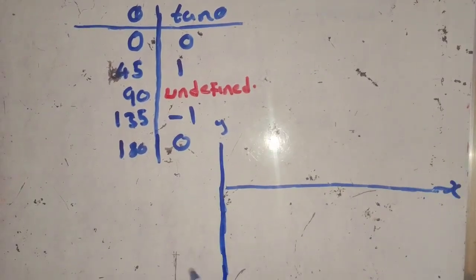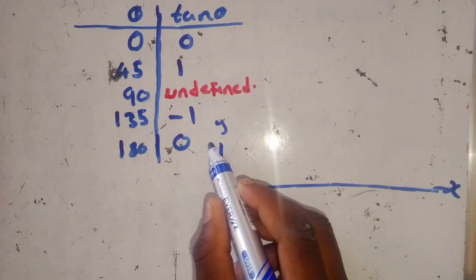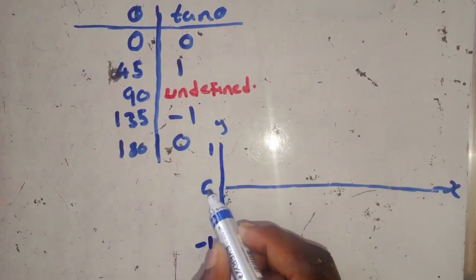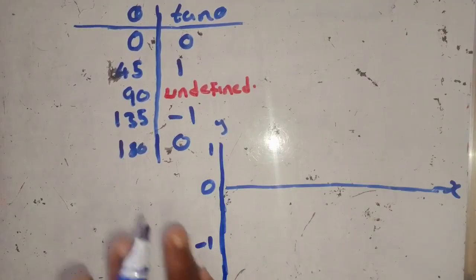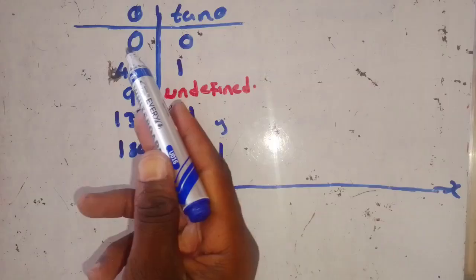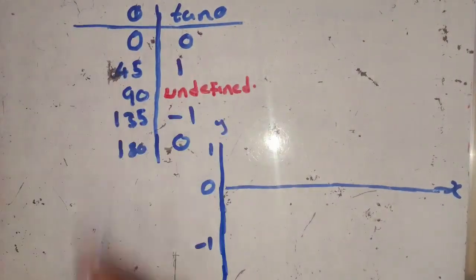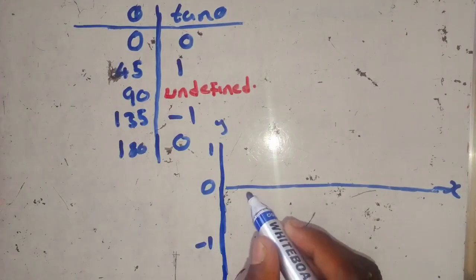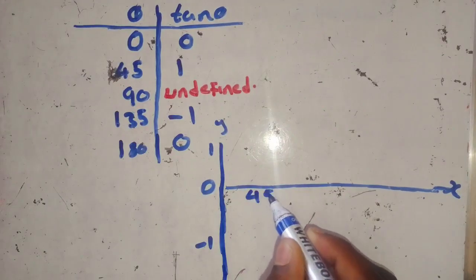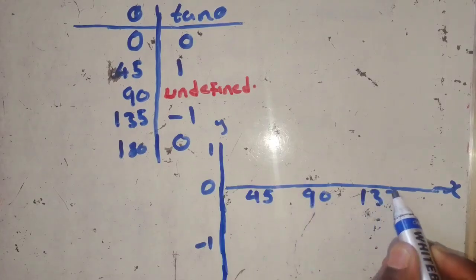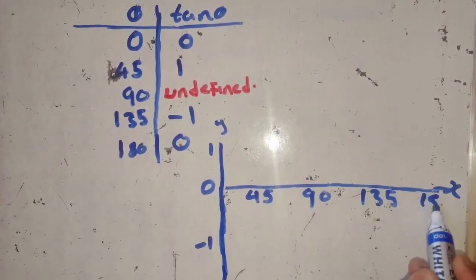Okay, so we have the amplitude. You said that it's 1, so 1 will be our amplitude here, and here we're going to have -1, 0 there, 0 there. Then we just get the point here. I said that these are the x coordinates. So we have 45, after 45 we have 90, then we have 135, and the last one is 180.